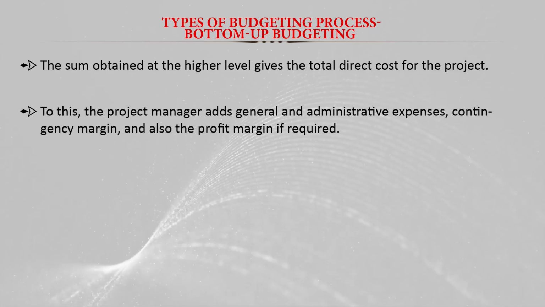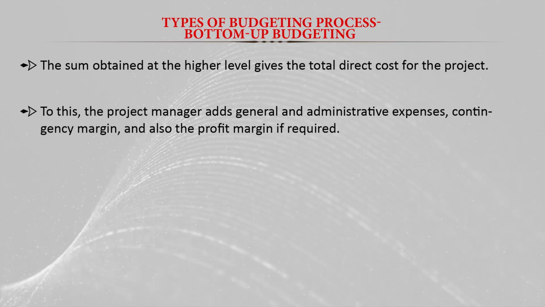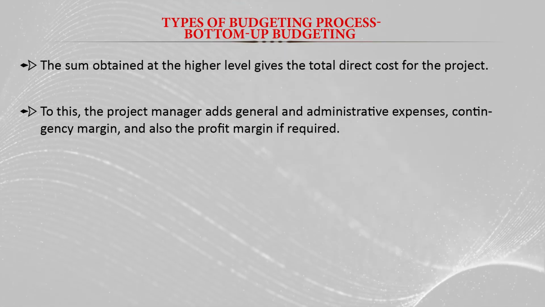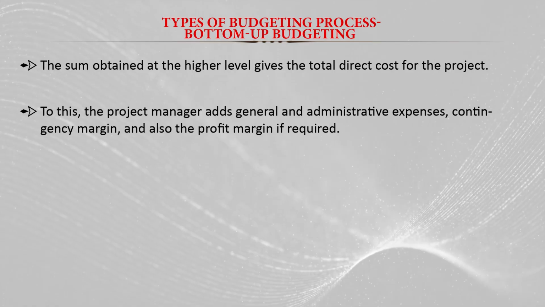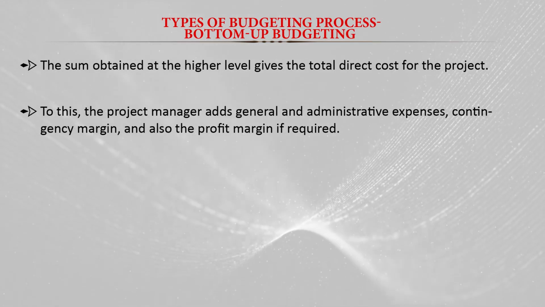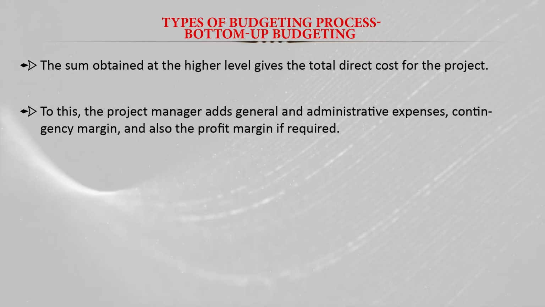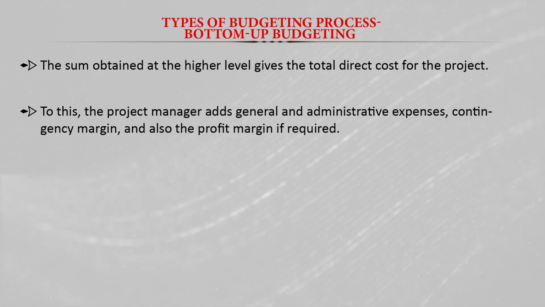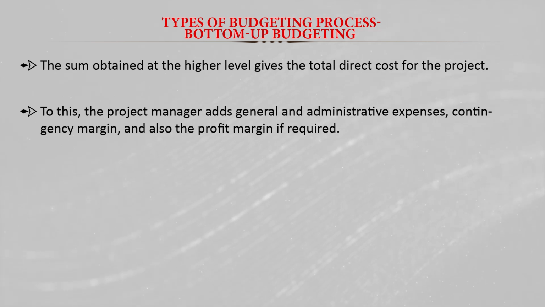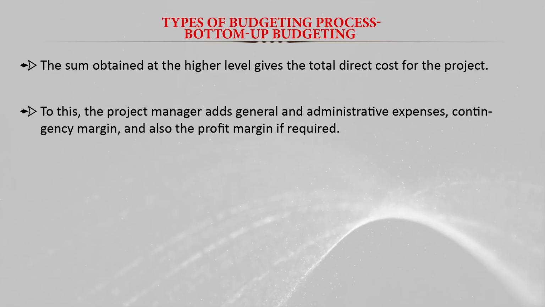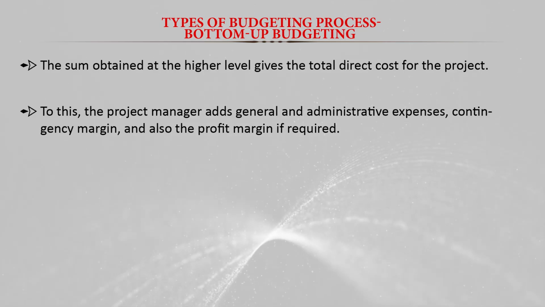and to this the project manager adds general and administrative expenses, contingency margin, and also profit margin if required. So when all the aggregation is done, then the project manager or top management adds some general and administrative expenses or contingency margin, or profit margin also if required.